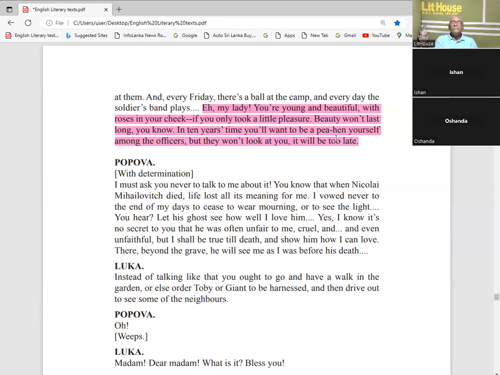Right. Now, that is what you see and hear on stage when the drama begins. Next, we have to discuss Popoa's response to Luca's haranguing, comments, criticism. Popoa responds, Popoa reacts, right? We listen to it. We'll discuss it in our next session.